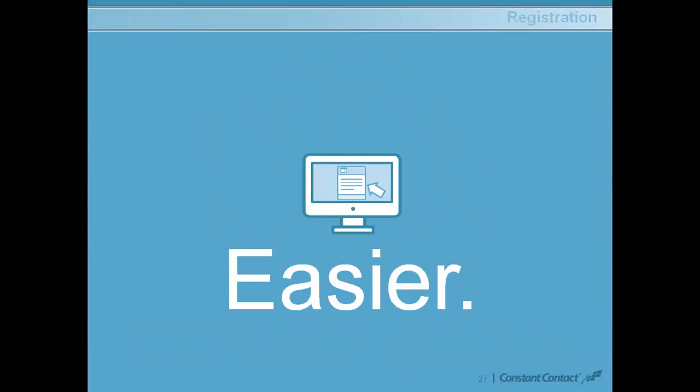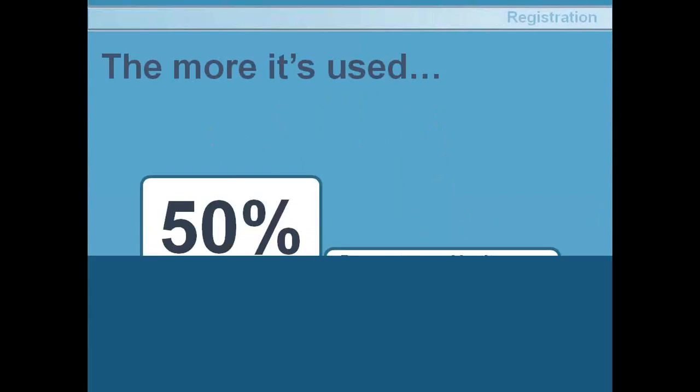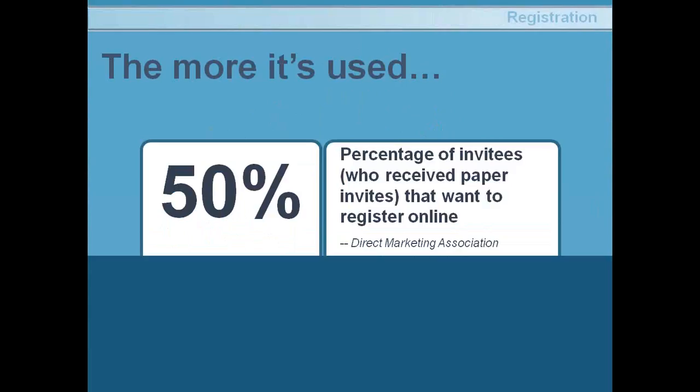And it simplifies the process. So in addition to being easier, you're also going to find the expectations around where registration takes place have been changing. As technology has moved more of our lives and the management of our lives online, more people expect to manage tasks like registering for events through a computer or even a smartphone. The number today is as many as 50%. Half of people who receive a paper invitation are expecting to be able to register online.